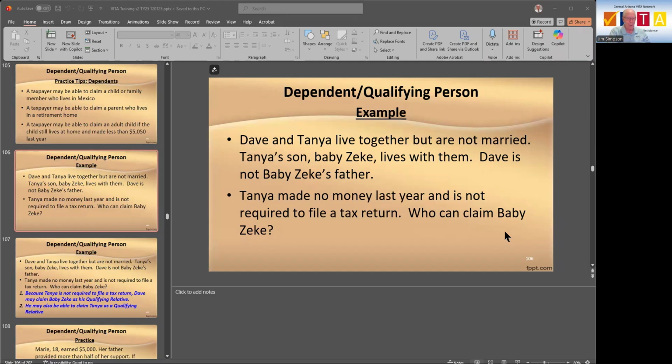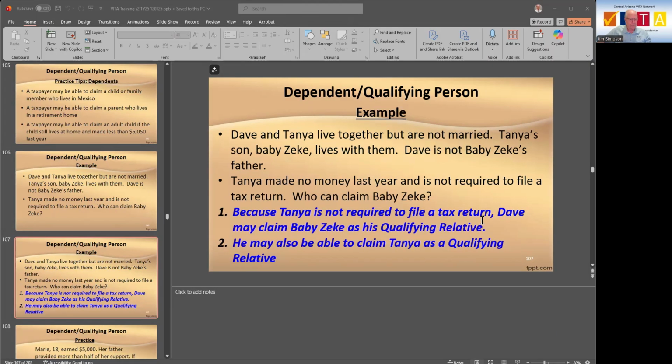So open up your 4012, put this on pause, and go through and see if you can determine who can claim baby Zeke. And the answer is because Tanya is not required to file a tax return, Dave may claim baby Zeke as his qualifying relative, not child. Okay. He also might be able to claim Tanya as a qualifying relative as well. But again, if you go through the rules, the different rules between qualifying child and qualifying relative, you'll see that they could only both qualify as that.